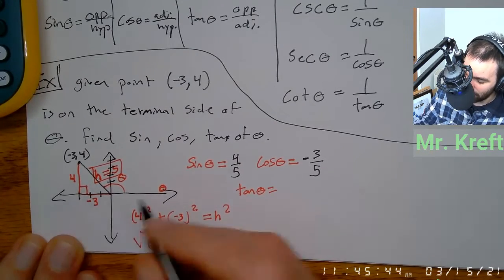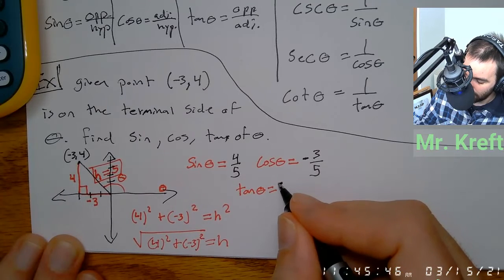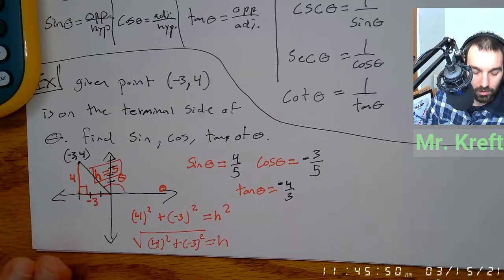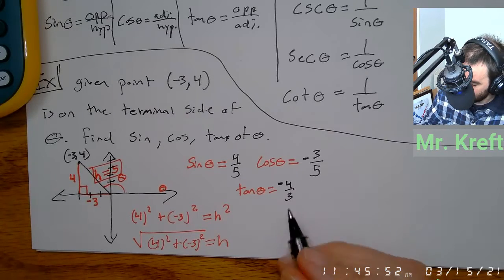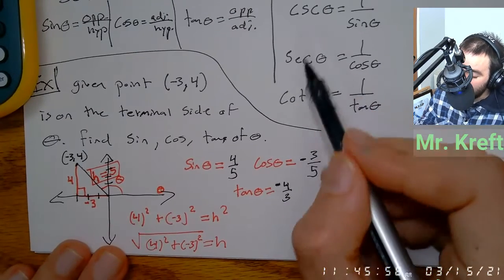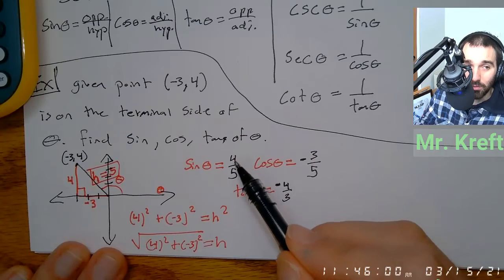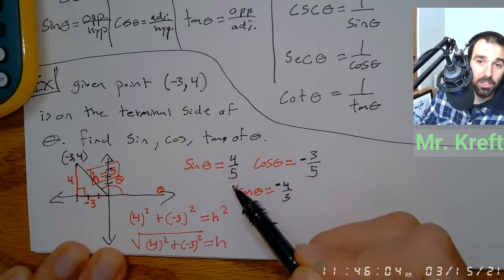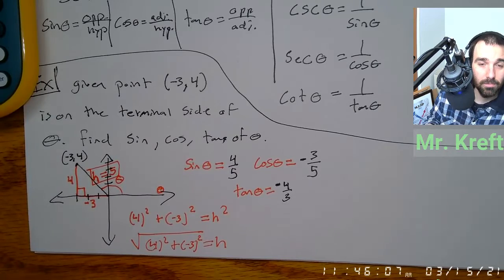So then I'm going to have opposite over adjacent. So I'm going to have -4/3. The negative default just goes with the top. I should have just put it out in front, but. All right, cool. Now, if I wanted to do cosecant, secant, or cotangent, I would just flip these, right? So for example, cosecant would just be 5/4, right? Do you guys see how I would flip it?